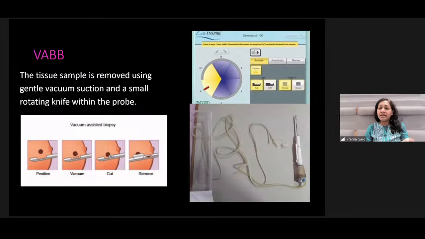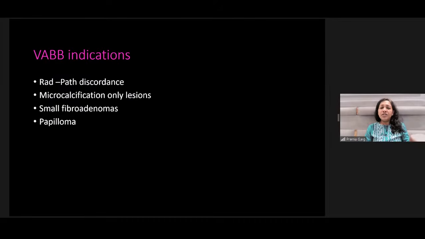VAB can also be done in stereotactic guidance. The concepts are the same. It's primarily used for radiology-pathology discordance, because if you have lesions which you suspect to be malignant, but you are getting a negative pathology, you might want to perform a VAB to get a better sample. It is also used in microcalcification-only lesions, for fibroadenomas, as Dr. Jivitesh said earlier, and papillomas.